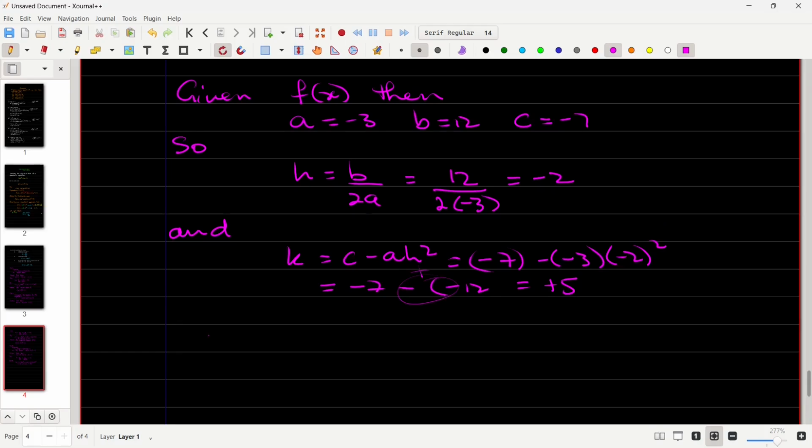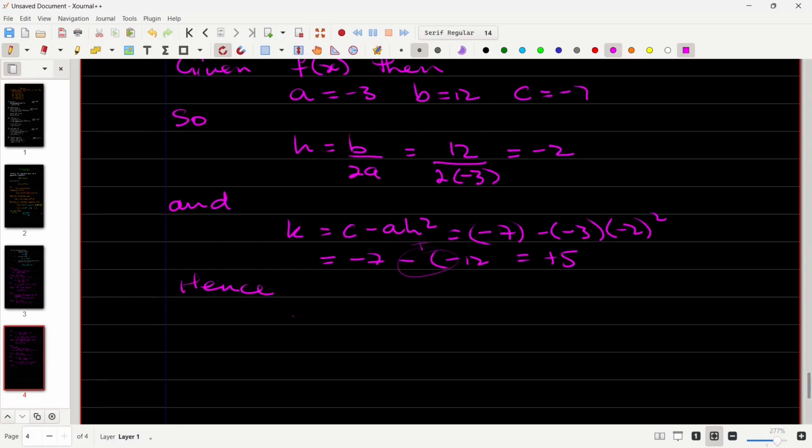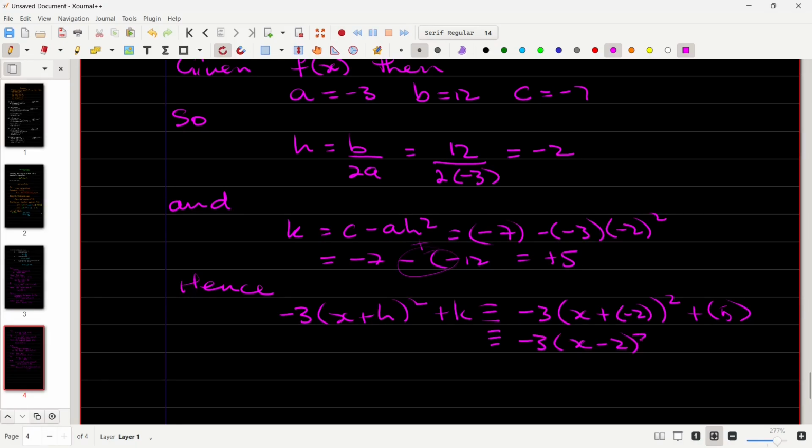All right, and from there, hence, minus 3 into x plus h squared plus k is equivalent to minus 3 into x plus h, which is minus 2, and then squared, and then plus k, which is 5. And I can just put it here again, equivalent to minus 3 into x minus 2, close bracket, squared, plus 5, and that's it. All right, so I can write it whichever way. All right, so that is the end of that one.